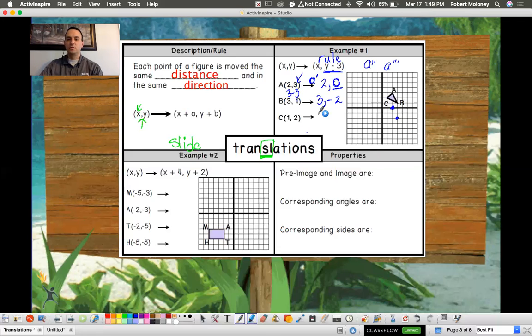Okay. And what's the last one? Someone other than Nick, since he gave me the last one. 1, -1. So if we take 1 over, down 1, and I fill in my image, I'm graphing that over here. See what happens to the image. The image moves. A1 was here, C1 is here, and B1 is here. So these happen to become our new images.